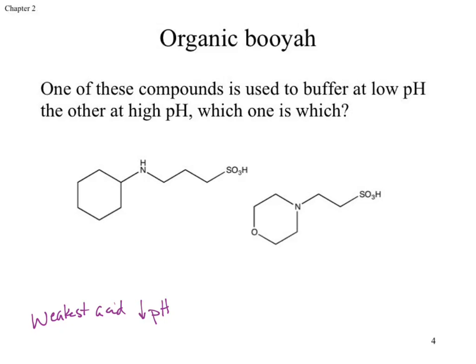When do you have a weak acid? What's the opposite of an acid? A base. To get a weak acid, what does that mean about the base strength? The strongest base. So the one that's going to give us our lowest pH is going to be the strongest base. What's the difference between each of these structures?